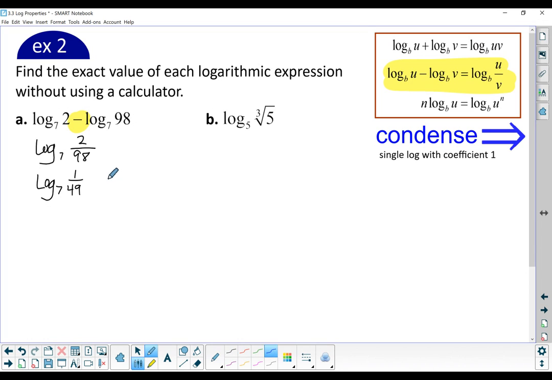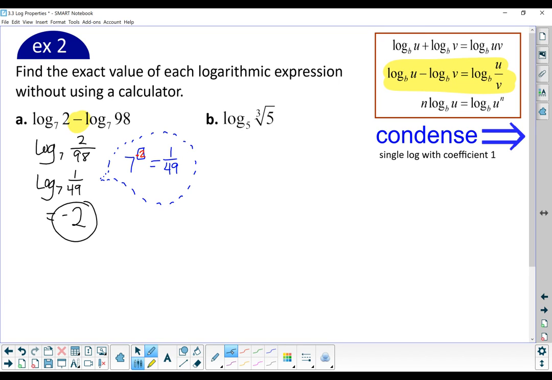Remember, with logs, we're just thinking about what power. So in our head, we're thinking about what power of 7 gives us the answer 1 over 49. Well, you probably recognize that 49 is 7 squared, but the 49 is in the bottom, so we need a negative with that 2 to move it into the quotient. So our answer is log base 7 of 1 over 49 is equal to negative 2.